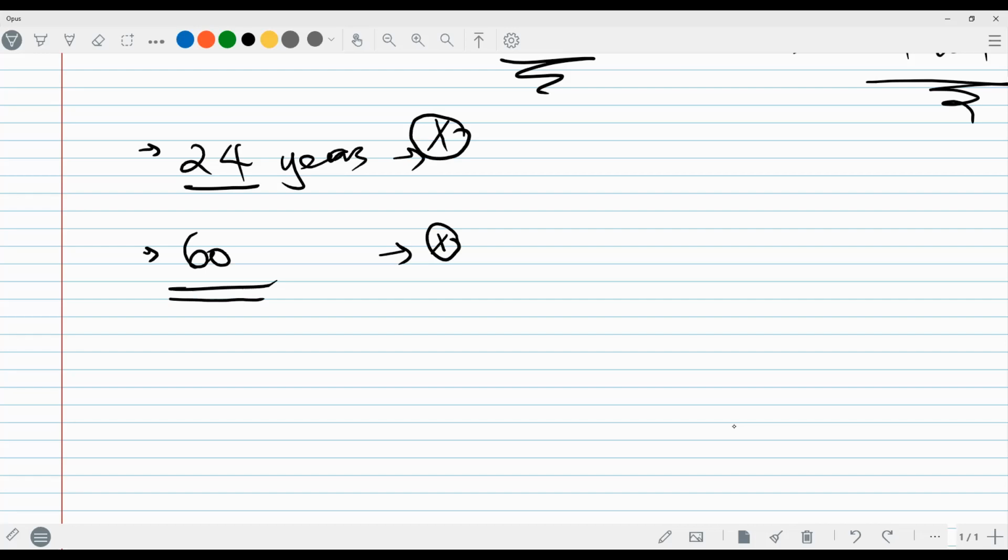The average age. 42. Yes, to be 42. But simply 24 plus 60 divided by 2 gives us 42. Thank you, Sanya. Therefore, the average age of the contributors is going to be 42 years.